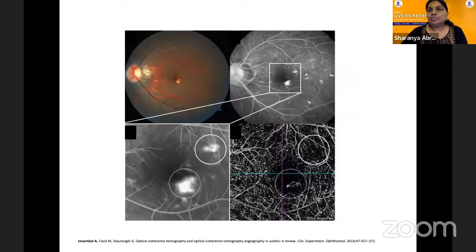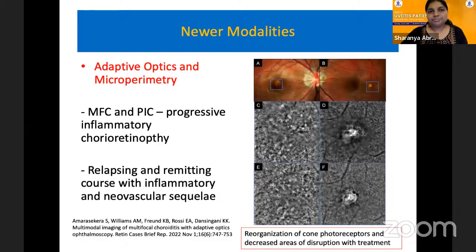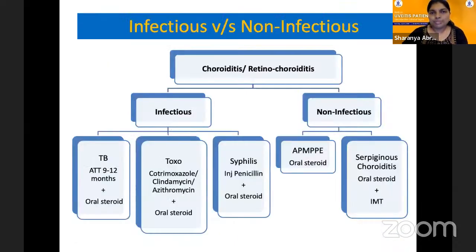This is a patient with PIC or punctate inner choroidopathy. So it looks relatively quiet, but multimodal imaging shows that the FFA and the SSOCTA correspond. There are areas of CNP and new vessels. Newer modalities that can be mentioned are something called adaptive optics and microperimetry. This is mainly in patients with multifocal choroiditis and PIC, where there is a reorganization of cone photoreceptors and decreased areas of disruption with treatment that have been documented.